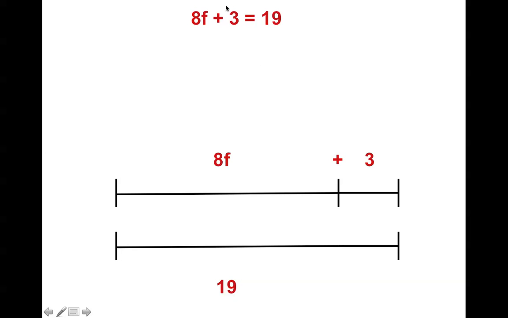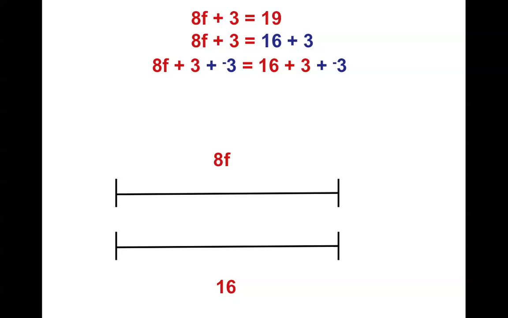Think about it. How am I going to isolate the variable? I've got two things here. Well, the first thing I like to realize is that if I get rid of what's being added on first, I can get one step closer to getting the variable by itself. So, notice, real quickly, I'm just going to change 19 into 16 plus 3. And if I take away the 3 here and I take away the 3 there, I hope you notice that all I have left is 8f equals 16.